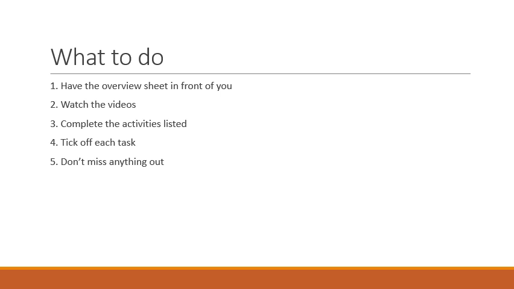Okay, and finally a quick reminder of what you need to do. You should have your overview sheet in front of you. On there it tells you the videos you need to watch on your set objective. You then need to complete the activities listed either on Corbett Maths or on Hegarty. You then need to tick off each task as you're going along and don't miss anything out.